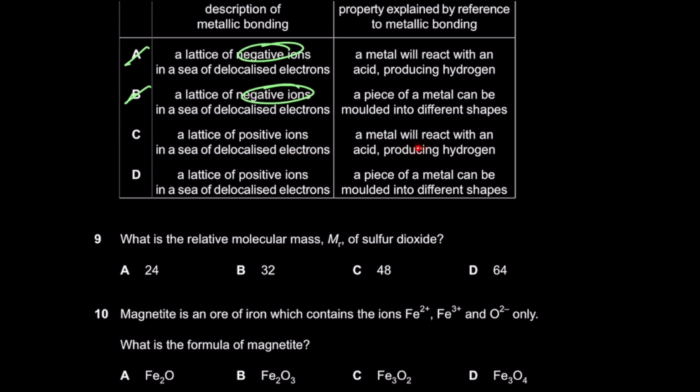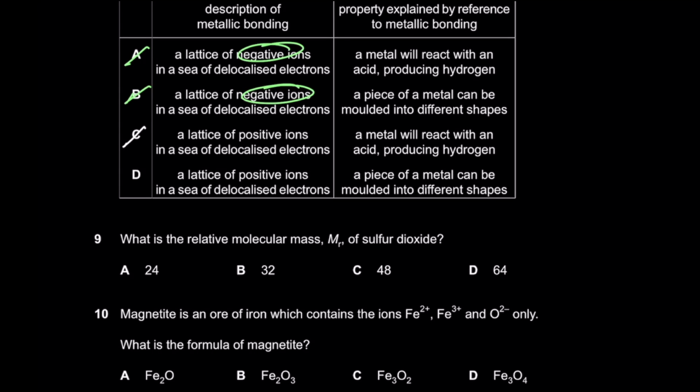Is that the reason why metal can react with an acid? No, sir. Metal can react with an acid not because it's a lattice of positive ions in a sea of delocalized electrons. It can react with an acid because it has 1 electron in its outermost shell. It is more reactive than the hydrogen in the acid and can displace the hydrogen in the acid, and therefore it can react with it. So that's the chemical properties. Chemical properties depend on its electrons, its chemical behavior, its reactivity. It does not depend on it being a lattice of positive ions, right? So C is therefore wrong.